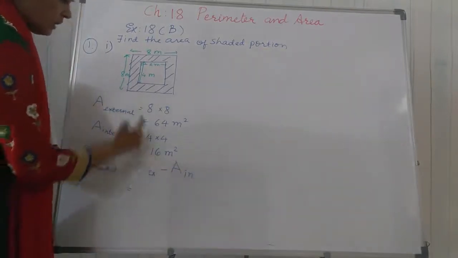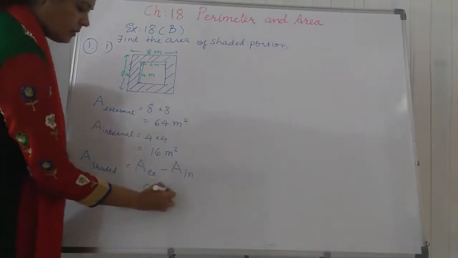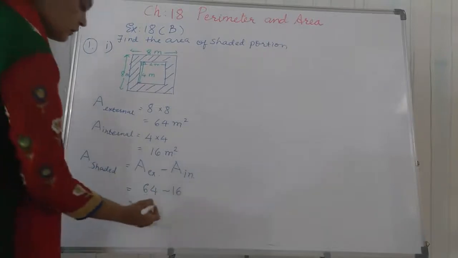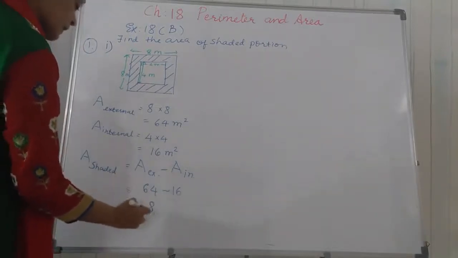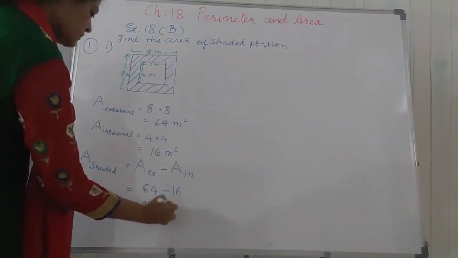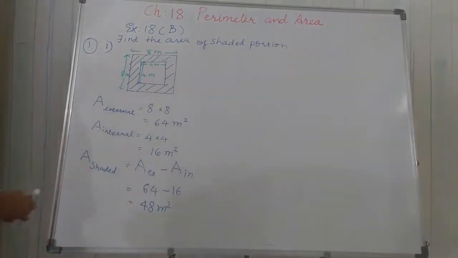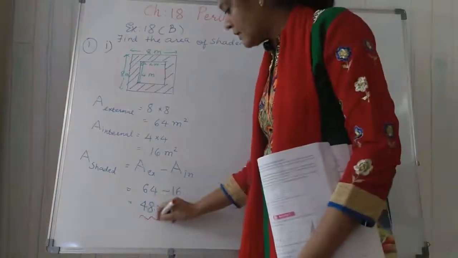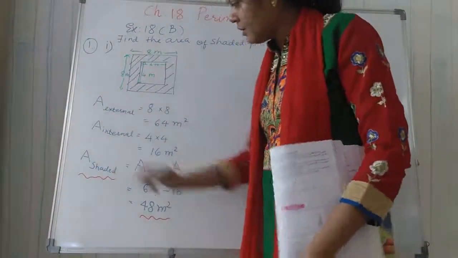Okay, so external is 64 minus 16. So here we get 48 meter square. The first answer, area of shaded part or portion, we found as 48 meter square.